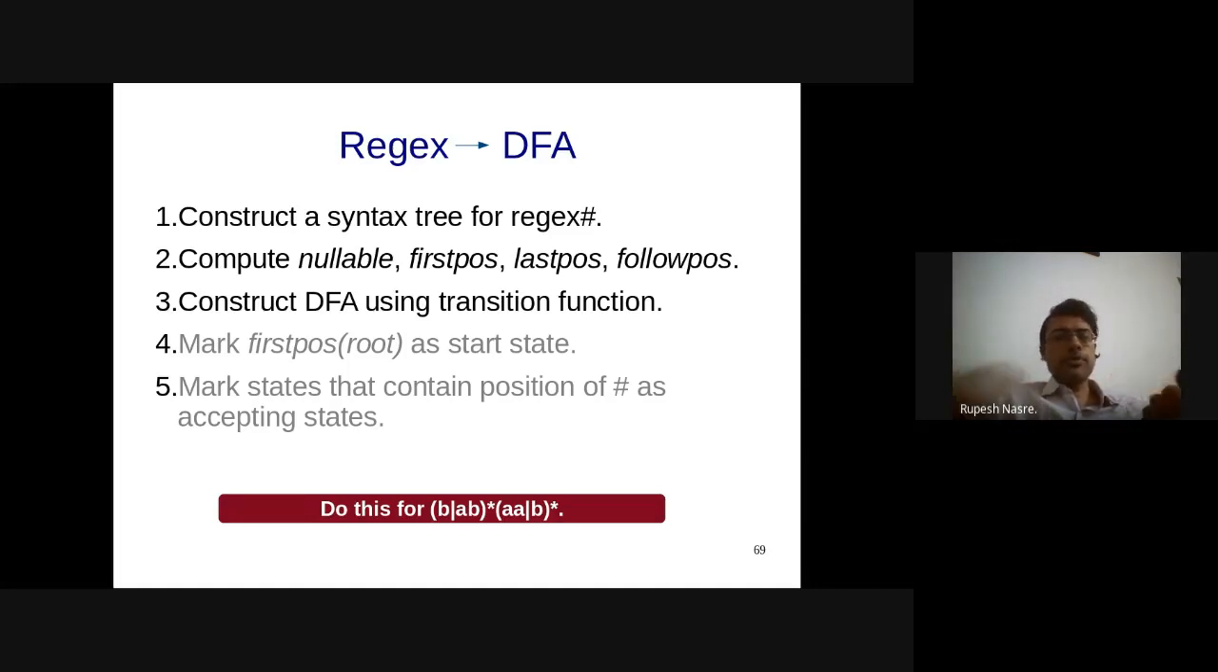For firstpos, we are saying it is the position of the first character. If A or B, then it should be A's position union B's position. It's a set. Tarundeep has completed. Then for a star node, C star, it is the firstpos of C. Ravi has completed. And then for the concatenation, if C1 is non-nullable, then it is going to be C1's firstpos. Otherwise, it is going to be the union of the two, C1's and C2's firstpos.